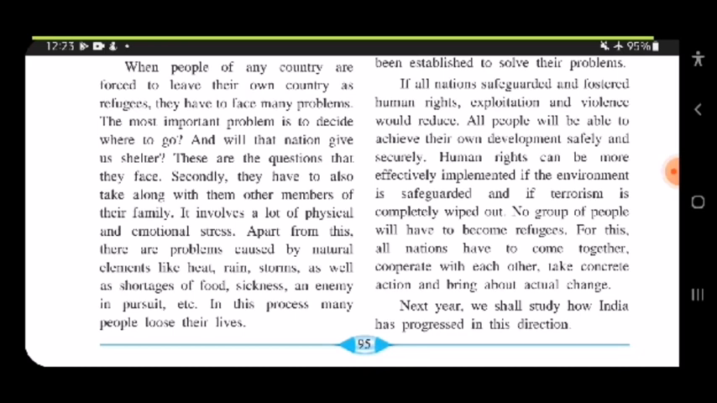For this, all nations have to come together, cooperate with each other, take concrete action and bring about actual change. We need to change certain things. Okay, then only our country will be a developing country. Next year, we shall study how India has progressed in this direction.